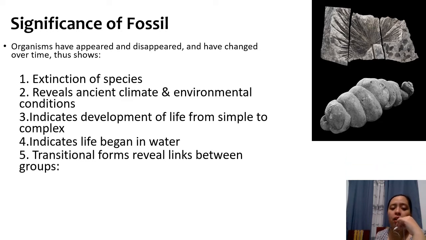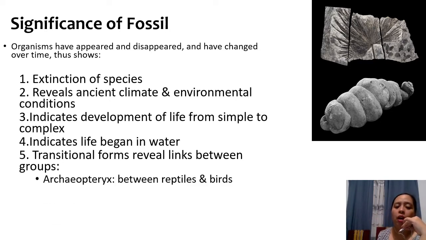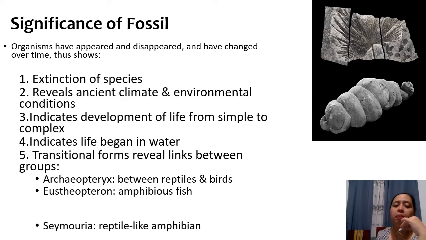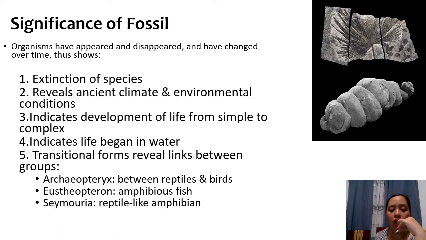And 5, their fossils also reveal transitional forms of organism. These transitional forms will reveal links between groups, links between reptiles and birds. This is their Archaeopteryx. Then you have your Eusthenopteron, the amphibious fish. So, from water to land. So, fish and amphibia. And Seymouria, our reptile-like amphibians.